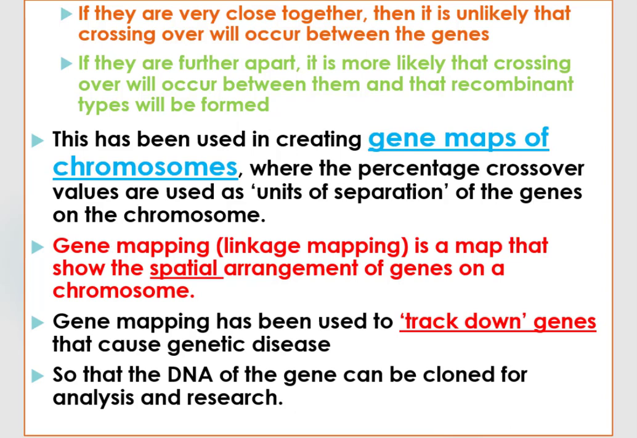So gene mapping, or linkage mapping, is a map that shows the spatial arrangement of genes on a chromosome. Gene mapping has been used to track down genes that can cause genetic disease or genetic disorder so that the DNA of the gene can be cloned for analysis and research.